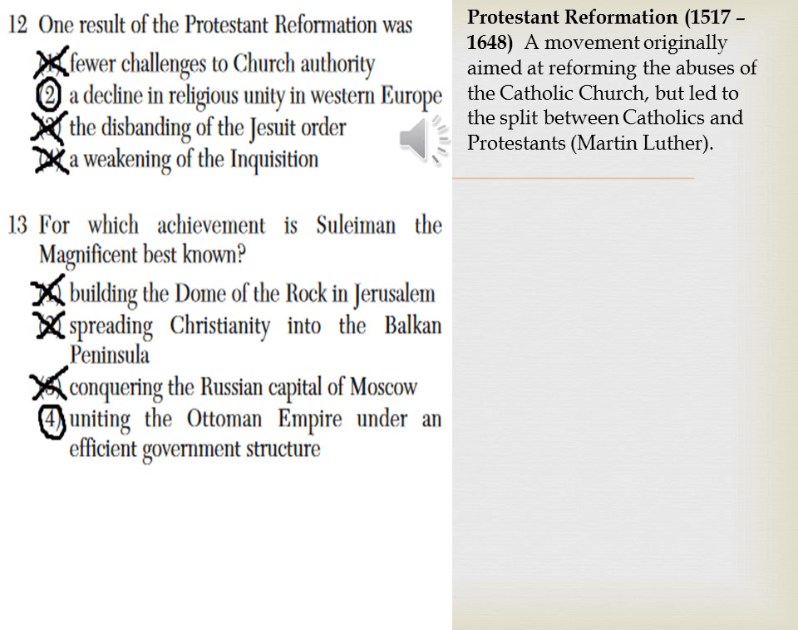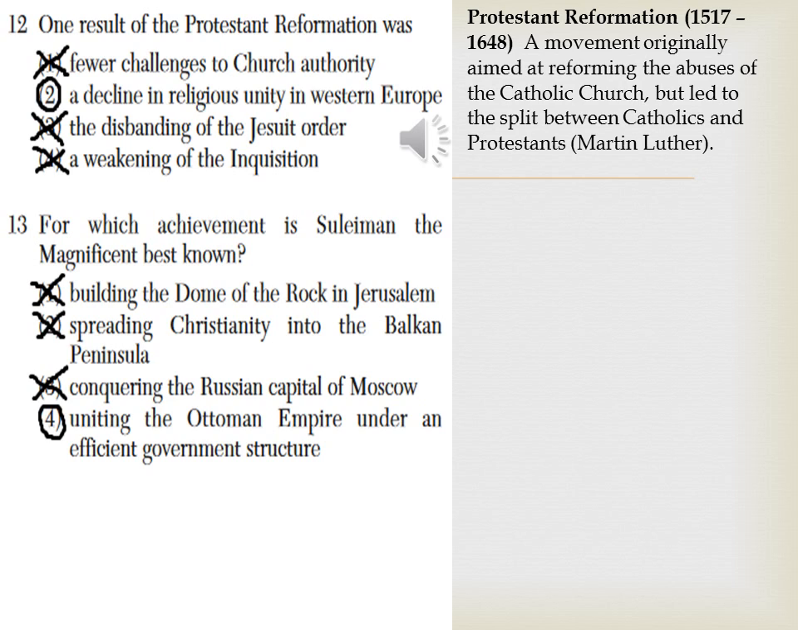So, question 13. For which achievement is Suleiman the Magnificent best known? Alright, so right away you look at his name, and we can eliminate some of the choices just like that. So, number 1, building the Dome of the Rock in Jerusalem? No, he didn't do that. 2, spreading Christianity into the Balkan Peninsula? Suleiman the Magnificent, right away, he was not Christian.